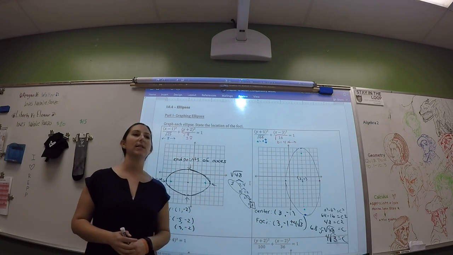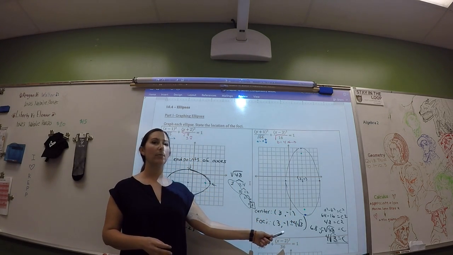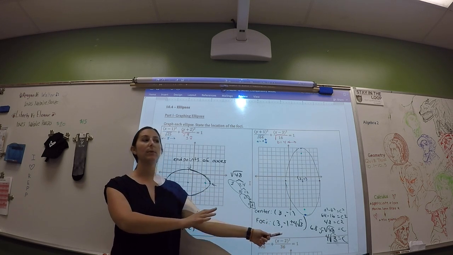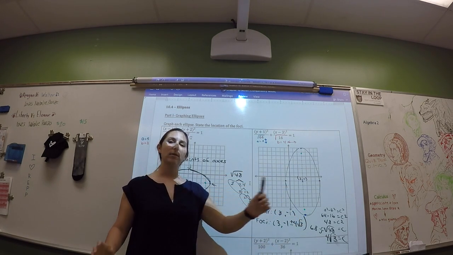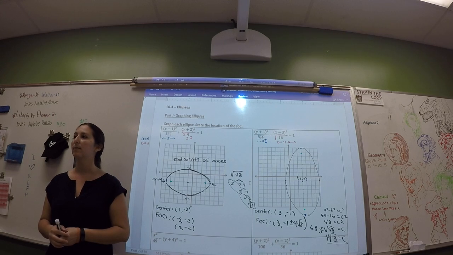When we graph it, we get to guesstimate. But by putting this here, we're saying we know exactly where it is. These are the approximate locations.